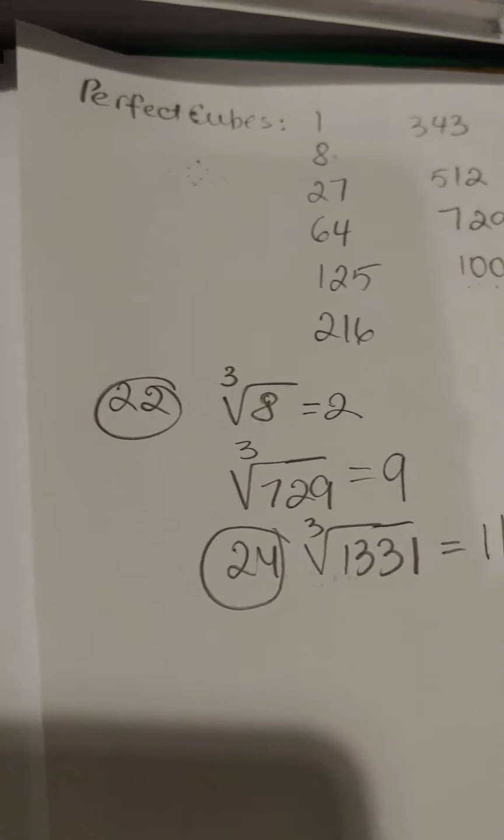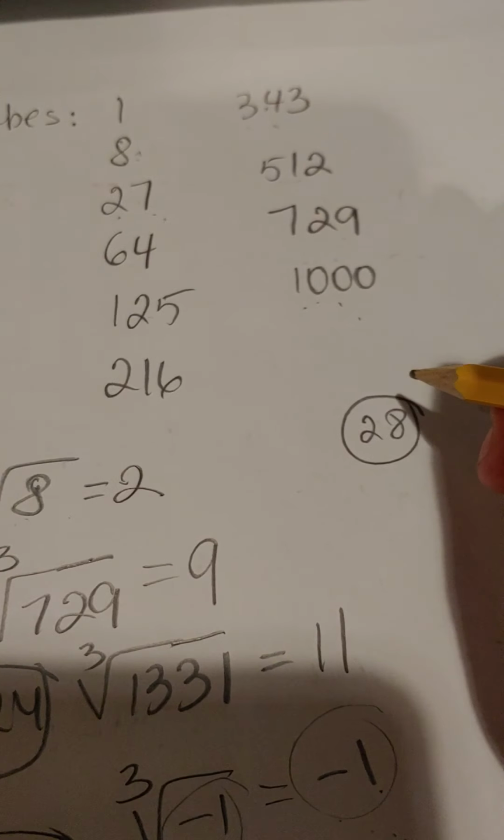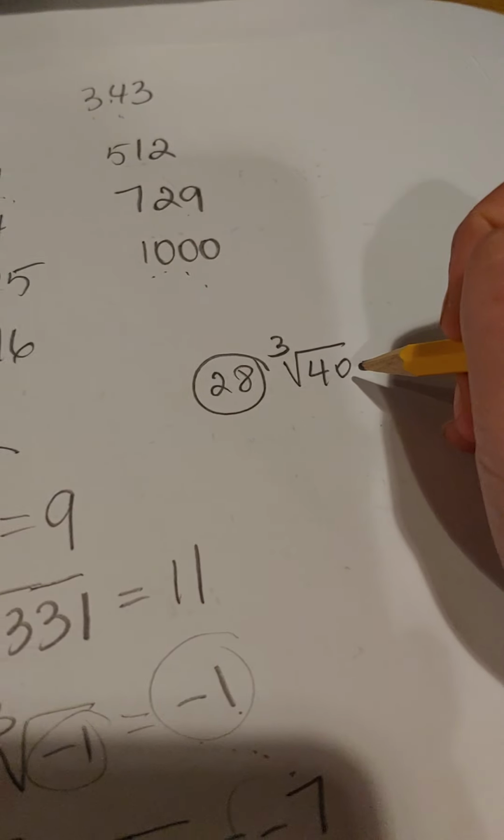Okay, so number 28 now. We're going to be doing the same thing we were doing when we were simplifying non-perfect square roots. Here we're dealing with non-perfect cube roots. So it's the same concept. Cube root of 40. We have to break down the 40.